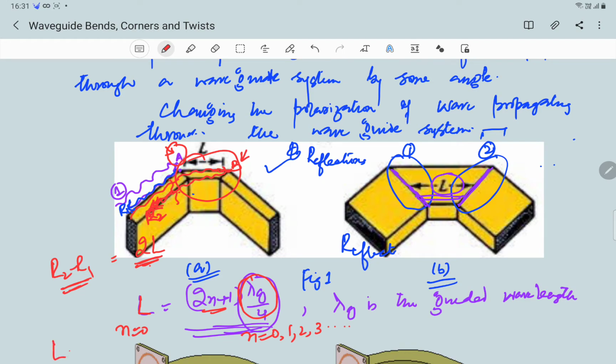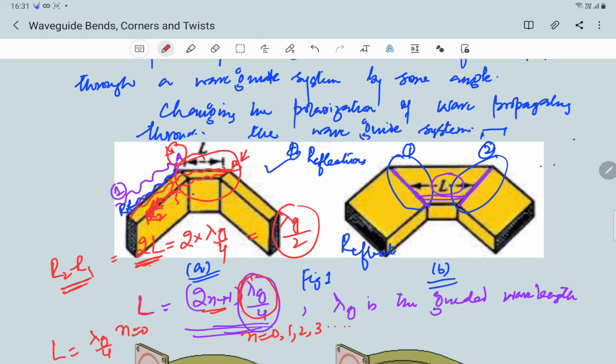So L in this case would be lambda g by 4. So 2L, the path difference would be 2 times L, which is lambda g by 4. This in turn would be equal to lambda g upon 2. The path difference between the two reflected waves, therefore, is lambda g by 2.